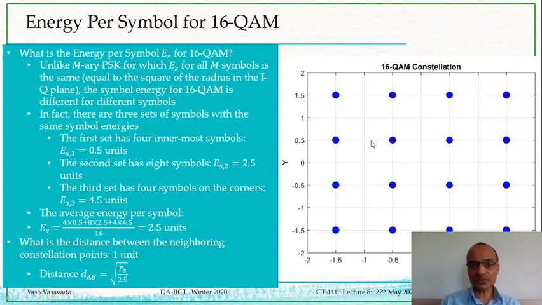You can do the math yourself. Look at these coordinates, and based on that you will be able to figure out the distance of each of these points. That distance is always going to be the same, equal to square root of 2.5. And then finally the third type of symbols is these 4 corner symbols, for which the energy is 4.5 units. So we are spending different energy for different symbols. In such a case, what matters is not the individual symbol energy, but how much energy we are spending on average across all the 16 symbols, and that value turns out to be 2.5 units.